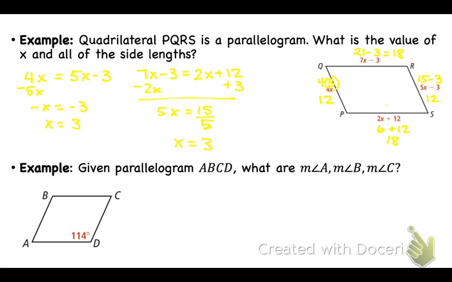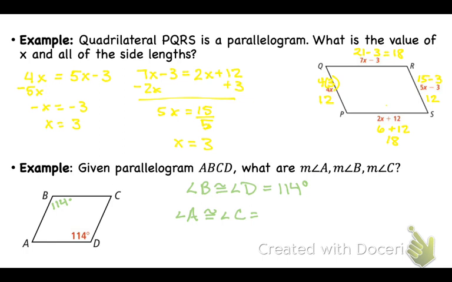Okay, given the parallelogram ABCD, what is the measure of A, B, and C? So what do we know? Well, D is 114. Wouldn't B be 114 as well? These angles are congruent, yes? Yep. So angle B is congruent to angle D, which is equal to 114. And we know that angle A is congruent to angle C, which is equal to what?